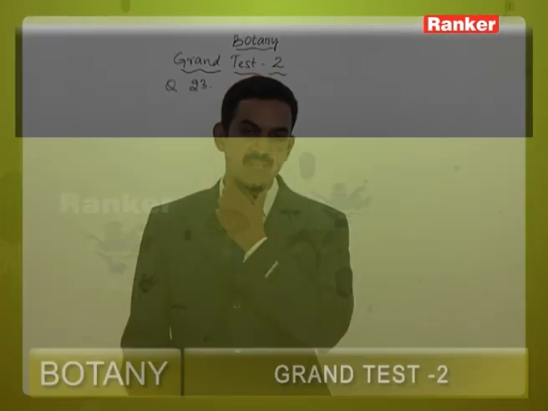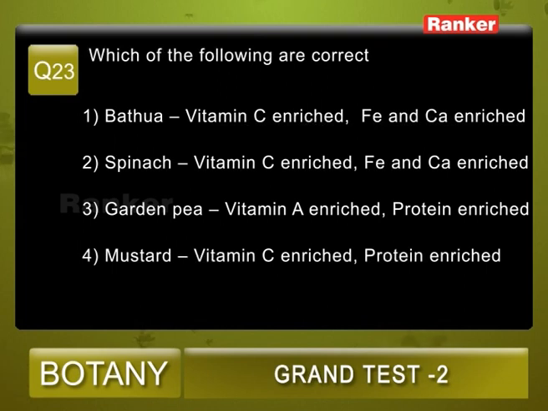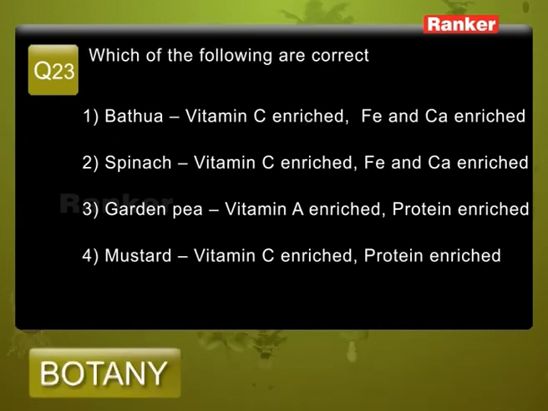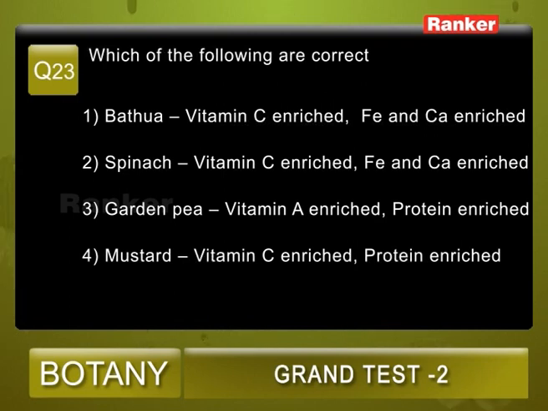Question number 23. Which of the following are correct? 1. Bathua, vitamin C enriched and iron and calcium enriched. 2. Spinach, vitamin C enriched, iron and calcium enriched. 3. Garden pea, vitamin A enriched, protein enriched. 4. Mustard, vitamin C enriched and protein enriched.